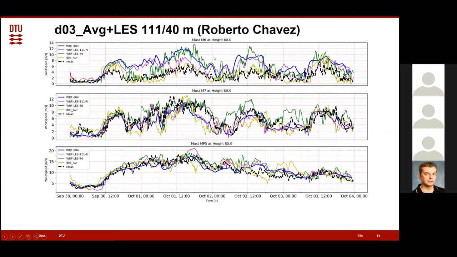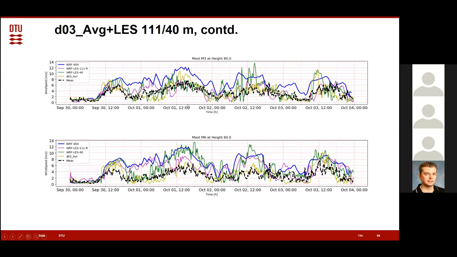So again, we are looking at the three mast positions here, and we can clearly see that LES at 40 meters is starting to see the terrain, but can't really do it all the way due to this resolution issue. But if we especially look at the two cases where we have mast 3 and mast 6 together, which are both on the back of the Tahunara Ridge and on the lee side, we can see that at M3, both the 111 and 40 meter LES are doing a better job.